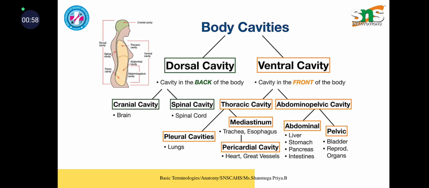Under the thoracic cavity, we have pleural cavities, mediastinum and pericardial cavity. In the abdominopelvic cavity, we have the abdominal cavity as well as pelvic cavities. We will be seeing about each cavity in a detailed manner in this section.